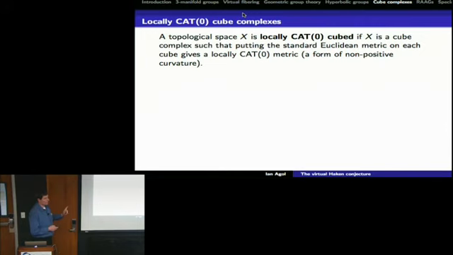So I'll state an equivalent form of CAT(0). Very scary word. What does it mean? So CAT(0) stands for Cartan, Alexandrov, Toponogov.